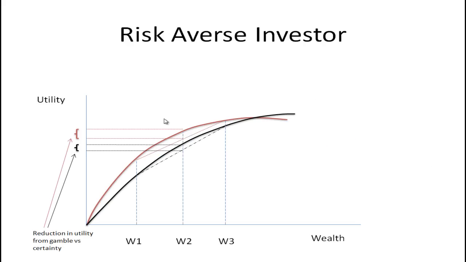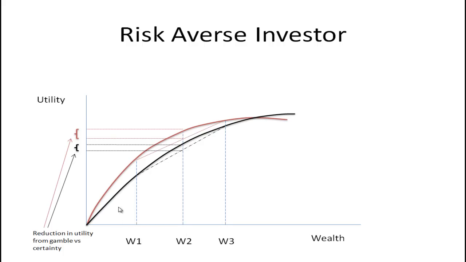Now, I've drawn a picture here of two different utility functions. The black utility function is a little bit less curved, and the red one is a little bit more curved. And what we have here is, if you recall from the previous video, this line here. So we have three different levels of wealth. And here we have the expected value, the average of the two.